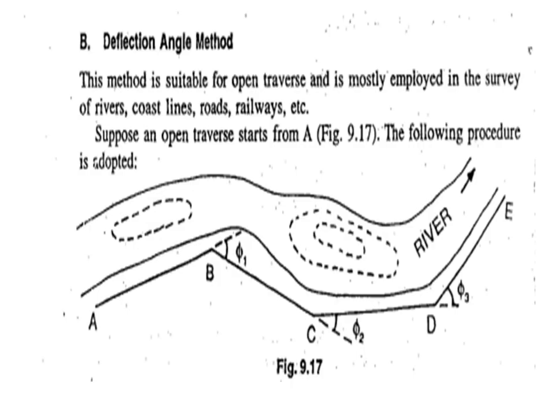Then the second method of traversing is deflection angle method. This method is suitable for open traverse and is mostly employed in the survey of rivers, coastline, roads, railway, etc. Suppose an open traverse starts from station A. The following procedure is adopted. So refer to figure 9.17, where AB, BC, CD and DE are the survey lines, and phi 1, phi 2 and phi 3 are the angles called deflection angles. And there is a river.